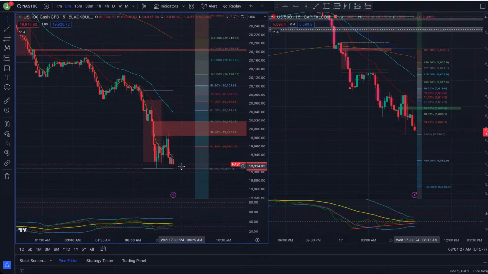Now it's making another push down. Let's see if we can't get that confirmation for 11:15.